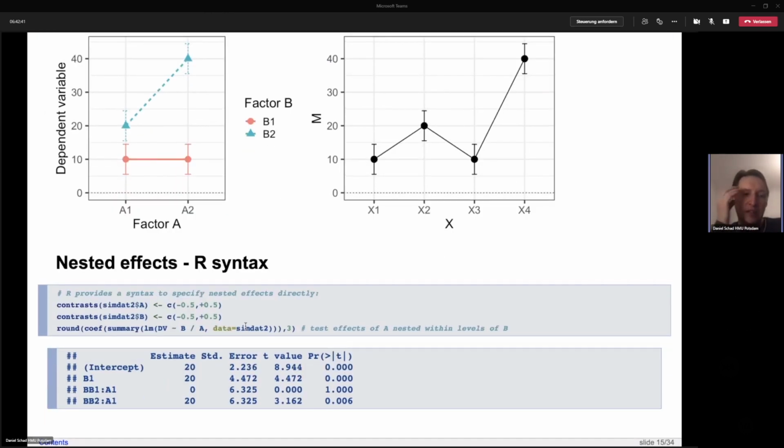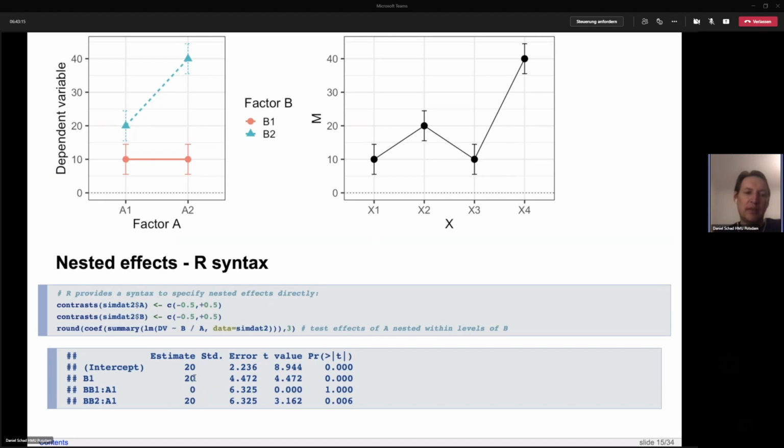Actually, to tell you the full story, there's also an easy way to code nested effects in R syntax. If we go back to our coding as two separate factors, A and factor B, we can code them with effect coding in both examples, so minus 0.5 plus 0.5, and then we can write this B/A. And if you write this B/A, that means that you get the effects of A nested within levels of B.